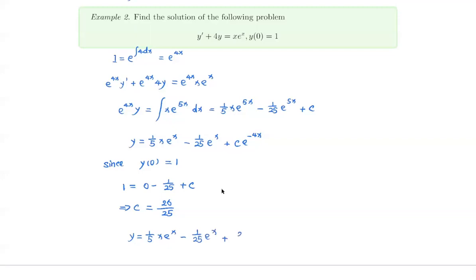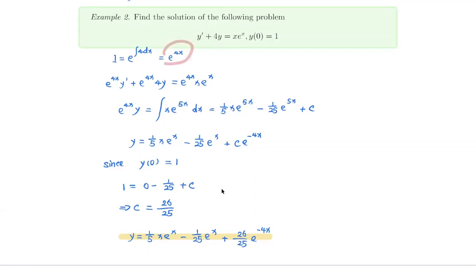Plus 26 over 25 e to the negative 4x. Okay, so this is the final thing. Let me go over what I did, which is basically the same as the last example. First of all, this is already in standard form, so you don't need to rearrange it. Your integrating factor is e to the integral of 4 dx, which gives you e to the 4x. Then you multiply both sides of the equation by your integrating factor.